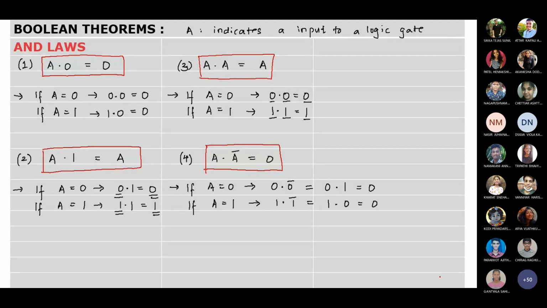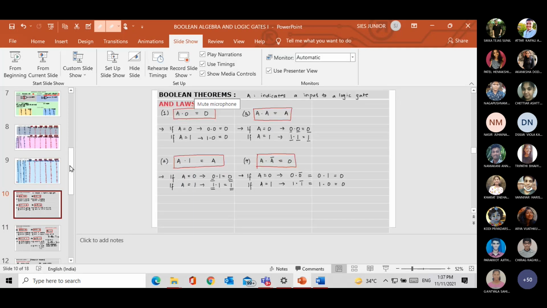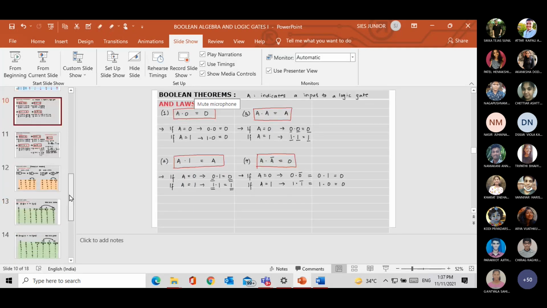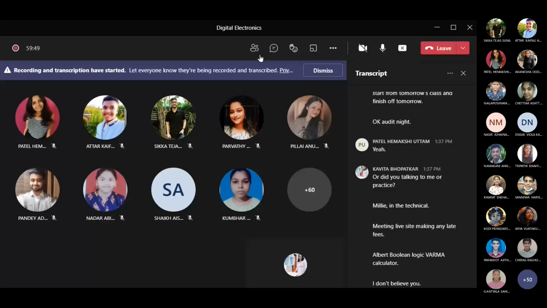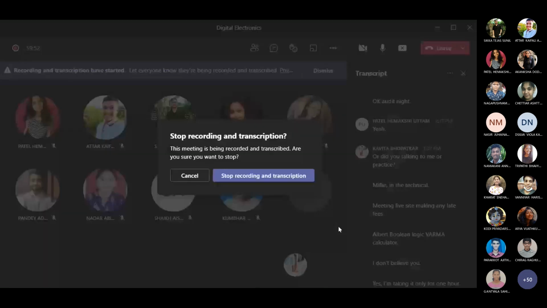So that's for today. All logic gates are clear. I hope you will all practice this so that we can start with Boolean algebra in the next class. I will start it from tomorrow's class and finish it off tomorrow. आज इतना ही. मैं ये अपलोड कर देती हूँ ताकि तुम्हें प्रैक्टिस करने और रिवाइज करने के लिए मिले. Boolean laws मैं कल के लेक्चर में शुरू करूंगी. आज मैं 2 घंटा नहीं ले पा रही हूँ, rest I'm taking it only for 1 hour. Is this clear?